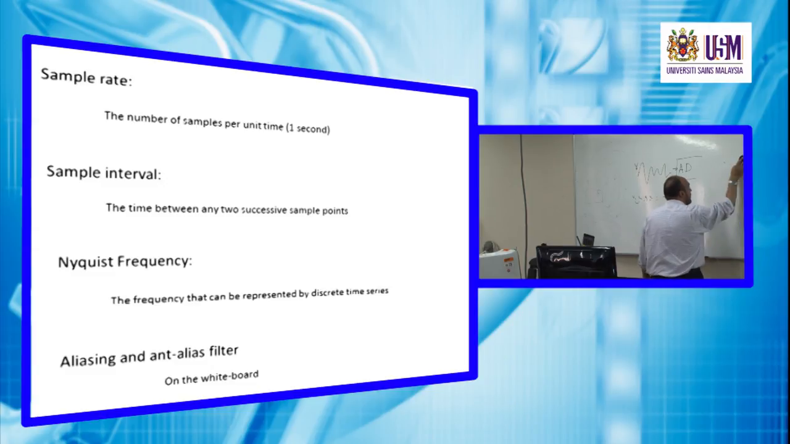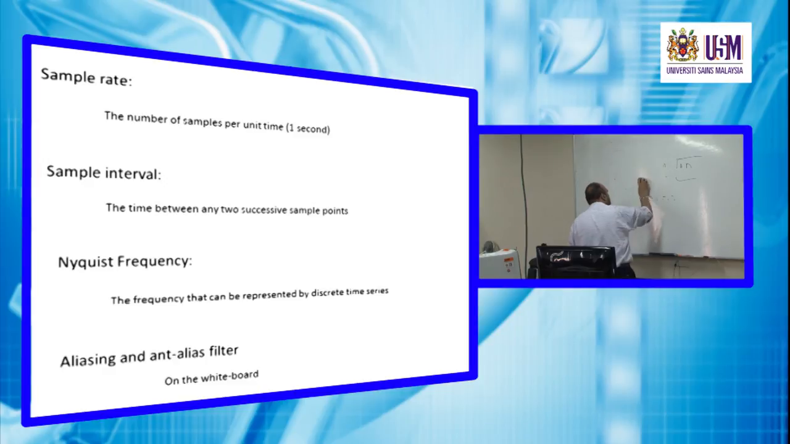Nyquist frequency is defined as the maximum frequency that can be represented by a discrete time series. If I have something like this, to record this cycle, this is the zero, so I have this point, and this point, and this point. So I have 3 points. So Nyquist frequency is defined as equal to 1 divided by 2 delta t, where delta t is the sample interval.